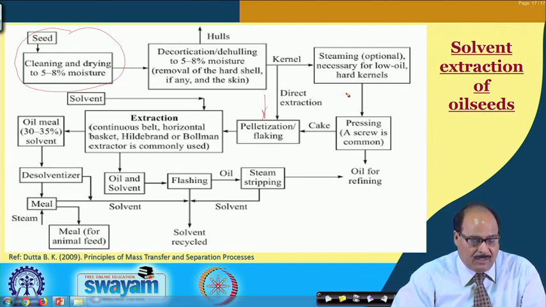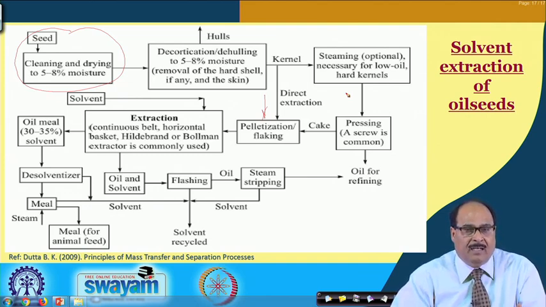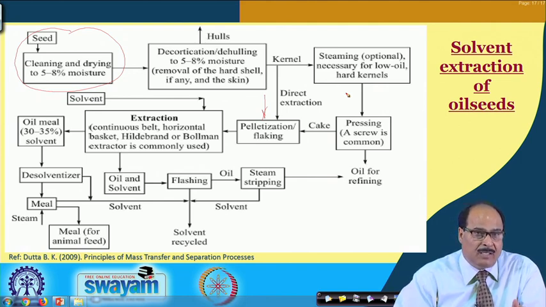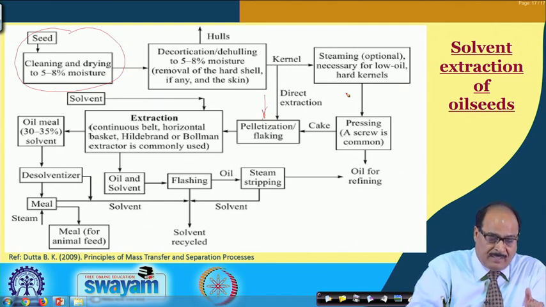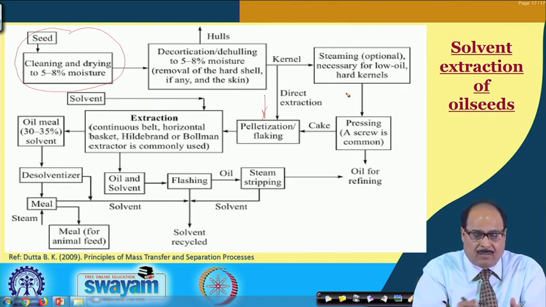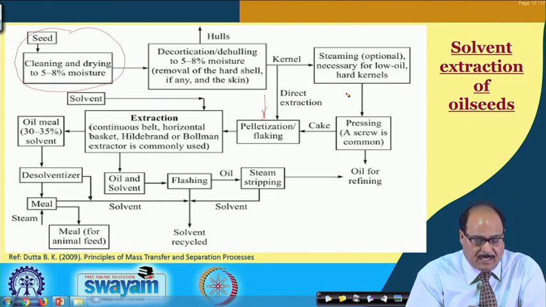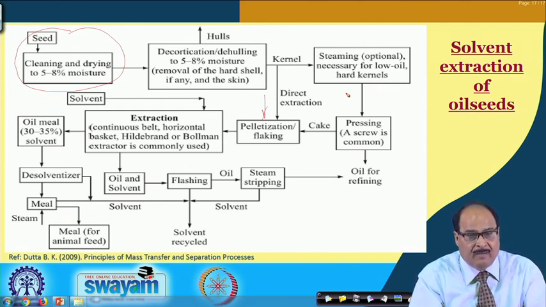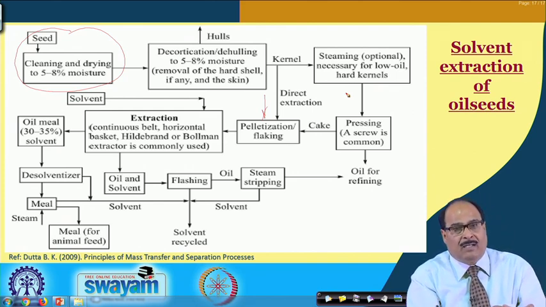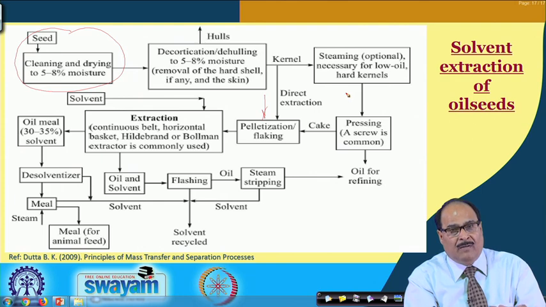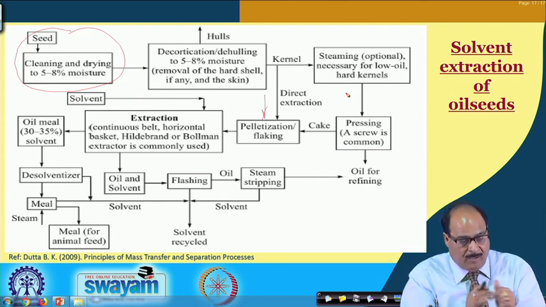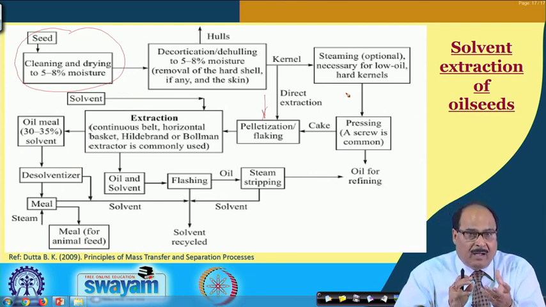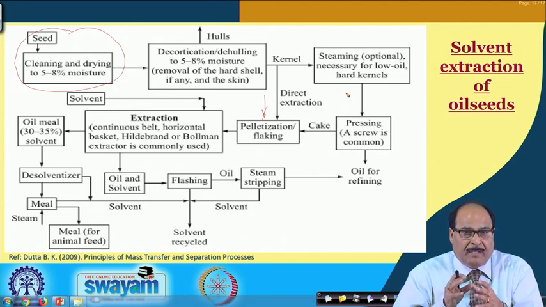On the other hand, the oil meal which is obtained also contains approximately 30 to 35% of the solvent. So, this is passed to the desolventizer, where again suitable heat treatment is given to the meal, and then the solvent is recovered and recirculated to the extraction unit, and the desolventized meal is toasted or given some heat treatment. This meal which is obtained depends upon the material.